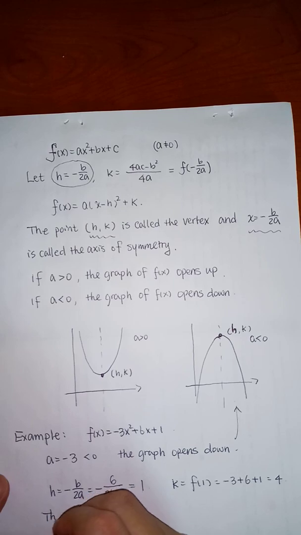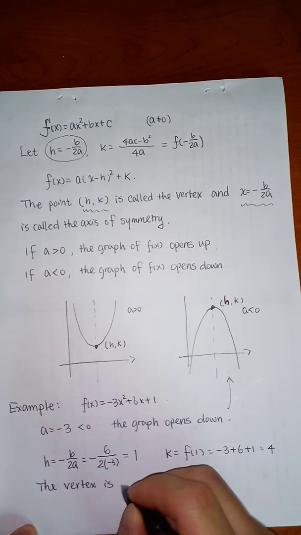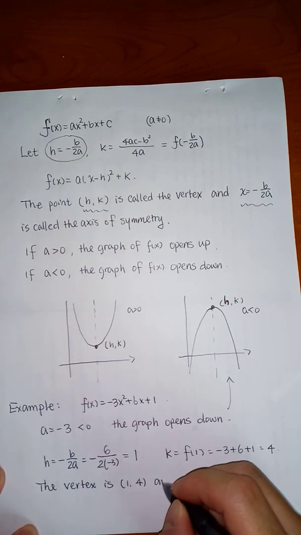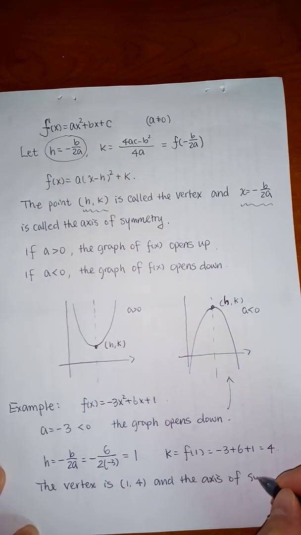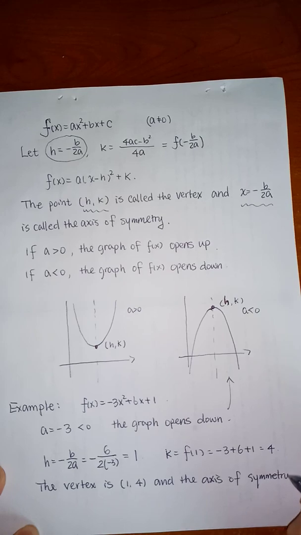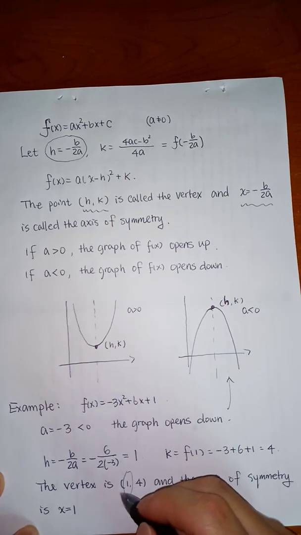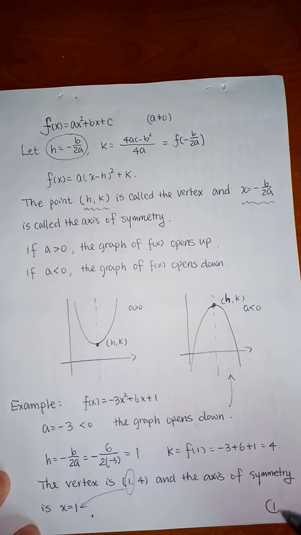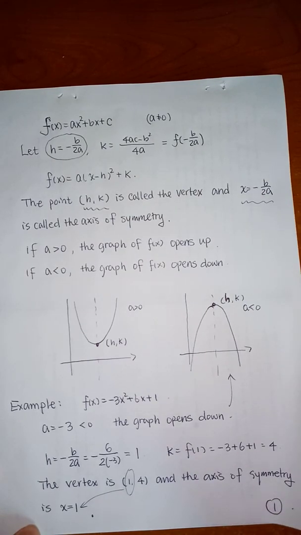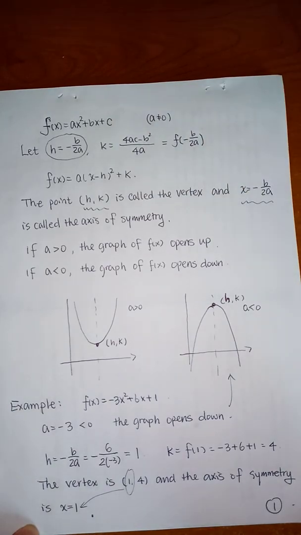So the vertex is (1, 4), and the axis of symmetry is x equal to 1. You just get the x coordinate of the vertex. Okay, so that's the vertex, the axis of symmetry, and the direction of opening, open up or open down.